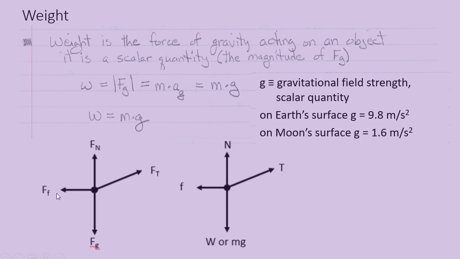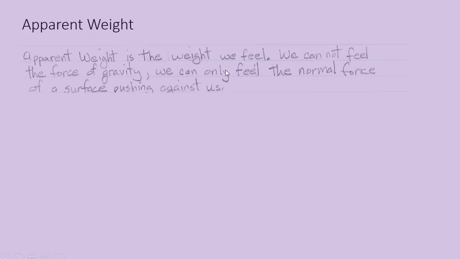This is exactly how they map into the way you were taught in honors physics. Okay, let's talk about apparent weight. So apparent weight is the weight we feel. For instance, when we're riding on an elevator, we don't always feel our normal weight.